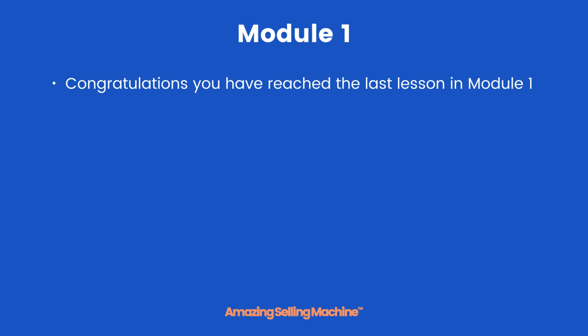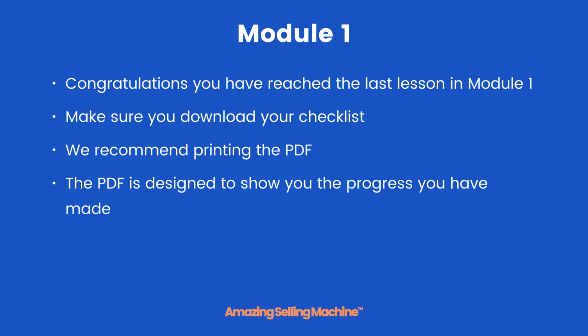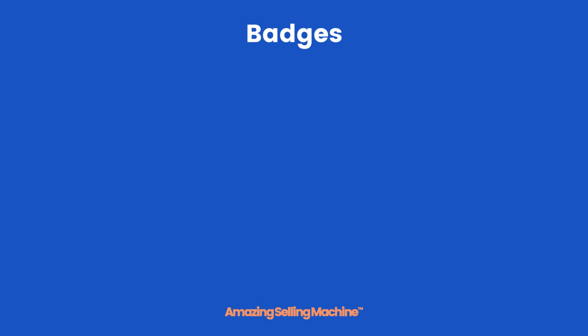So congratulations, you've reached the last lesson in Module 1. The first thing to do is make sure you download your checklist below this lesson. Now we recommend printing out this PDF and marking off your progress. The PDF is designed to show you the progress you have made through Module 1, and each module will have one of these checklists.